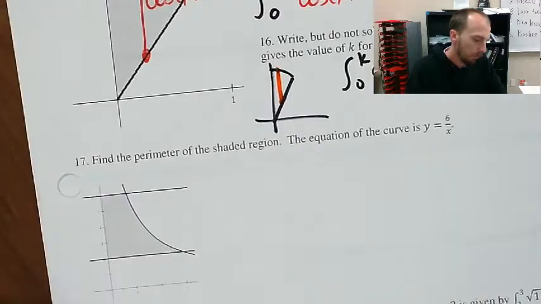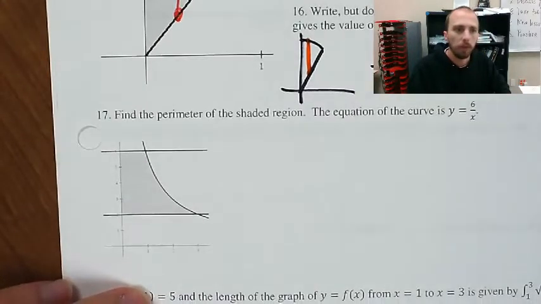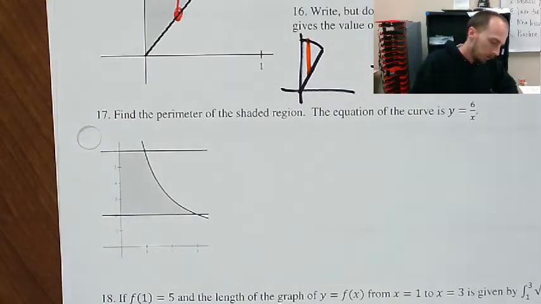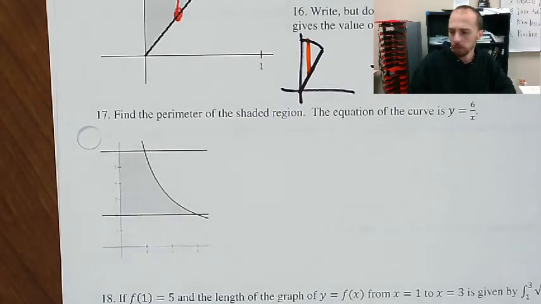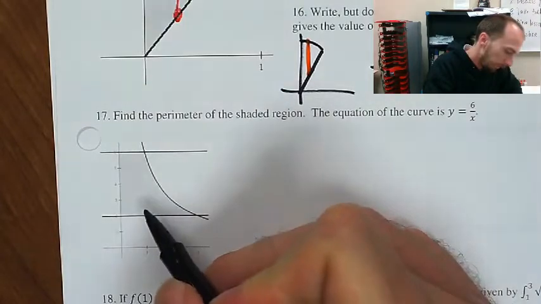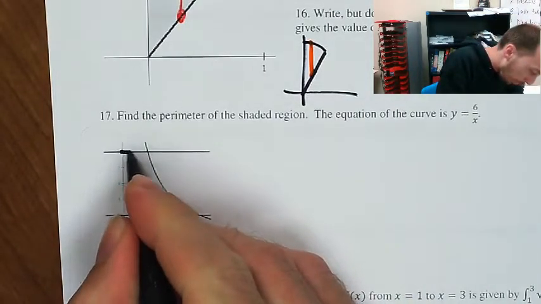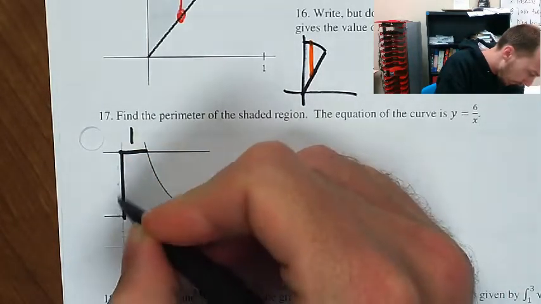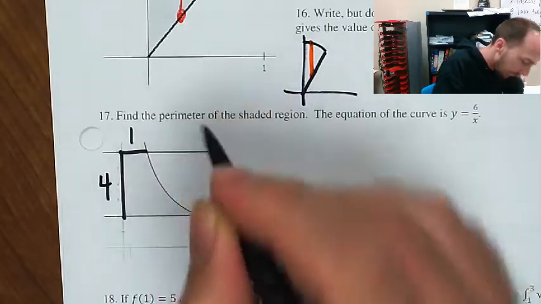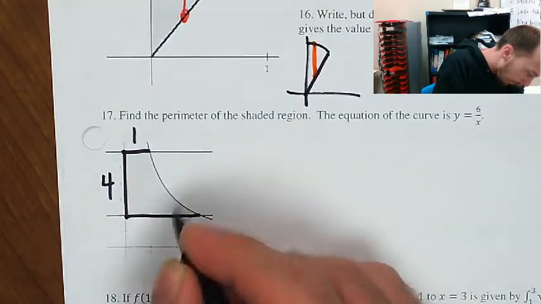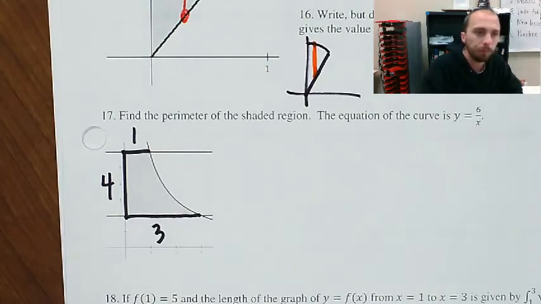Find the perimeter of the shaded region. Okay, we've already been working with this region, and yes, this will be fine. Skittish about these perimeter integrals after that one earlier, but it's all good. Okay, the perimeter, I'm going to say that's 1 unit of length. This is going to be 4 units of length, pardon me. This is going to be 3 units of length.